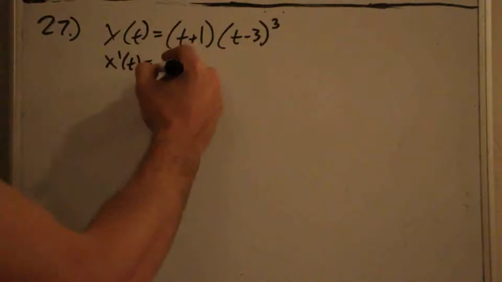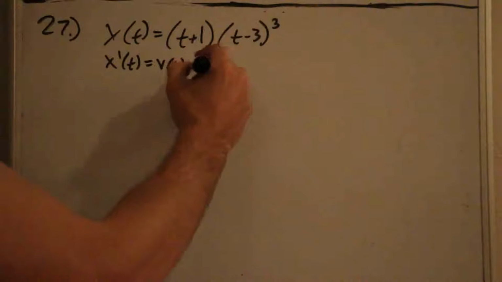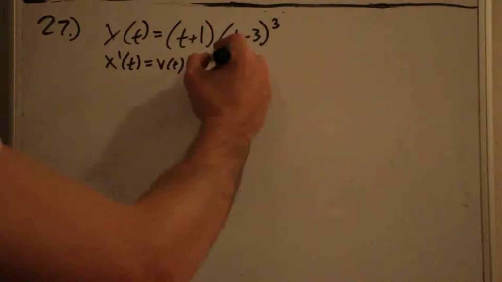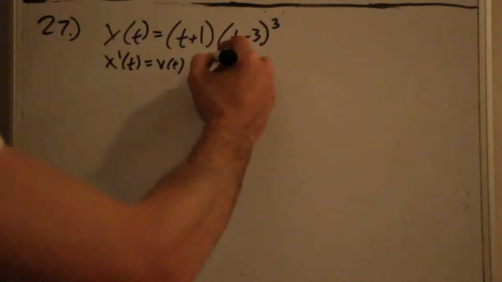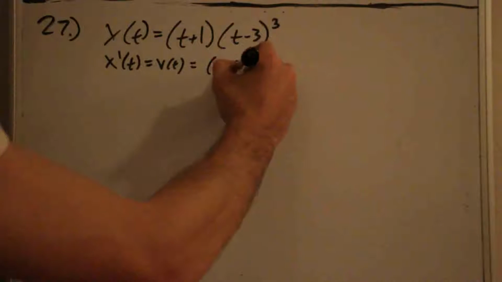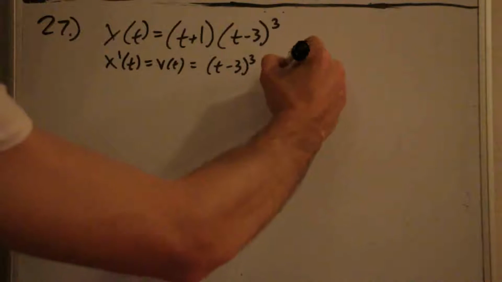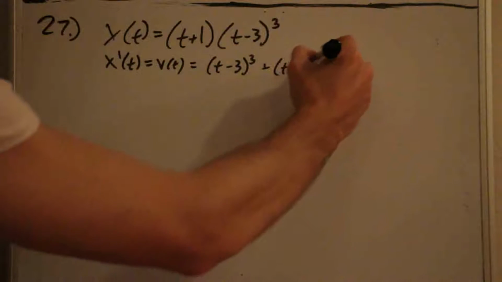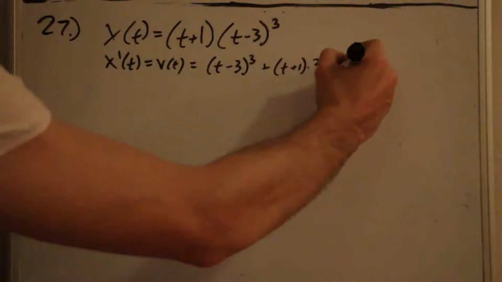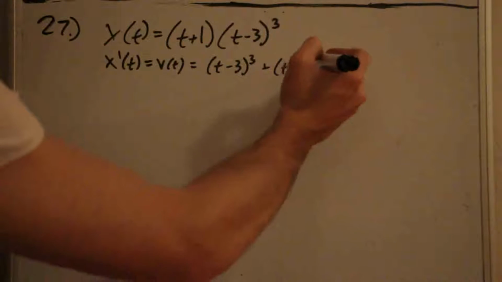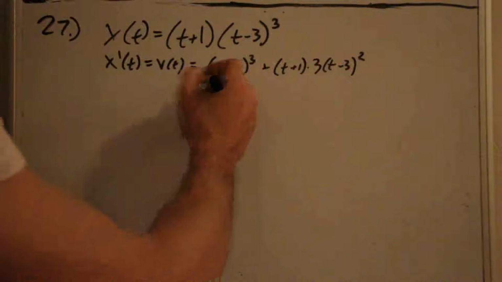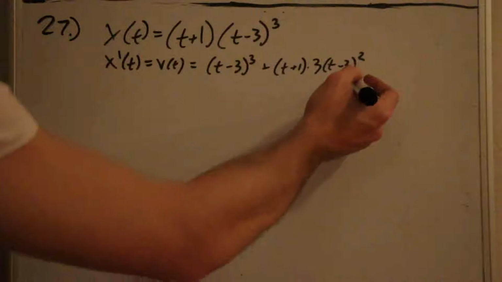So x prime of t is my velocity, which equals, I gotta do product rule. Derivative of the first is just 1, so times the second is t minus 3 cubed, plus the first, which is t plus 1 times the derivative of the second, which is 3 times t minus 3 squared times the derivative of the inside, but that's just 1. Okay, so that's my entire first derivative.